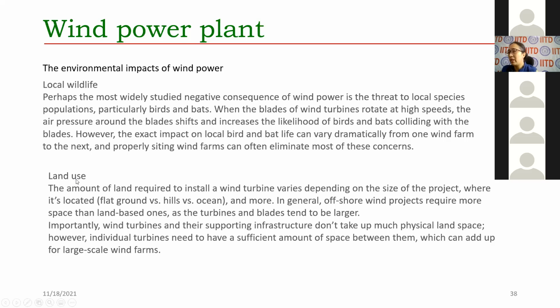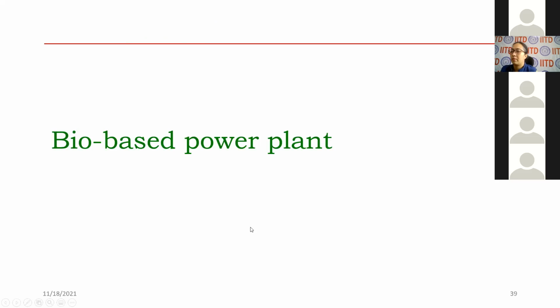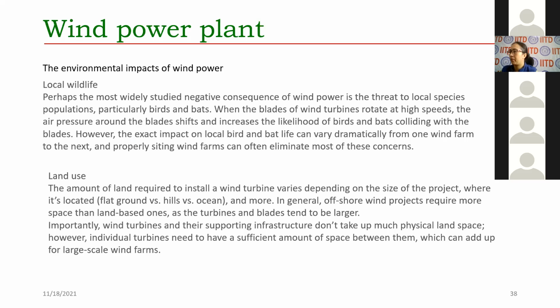And that's why, even to bring down the impact of land use change, you see people are now going offshore. We are going inside the ocean to extract the wind, also because the wind speeds are higher there. But it requires more space than the land-based ones, as the turbine and blade tend to be larger. And as you can see here, wind turbines and their supporting infrastructure don't take up much physical land space. However, individual turbines need to have sufficient space between them, which can add up to large-scale wind farms, right?